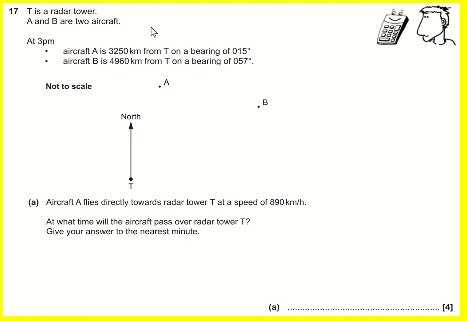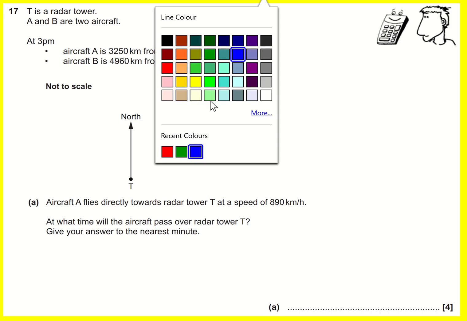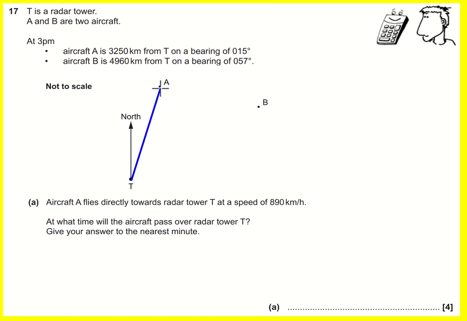Okay, let's get this information down. So, aircraft A is 3,250 kilometers from T on a bearing of 15 degrees. This is 3250 in length, and this is 15 degrees. So a bearing means you go from north and you turn clockwise until you reach the line that you could be going down.